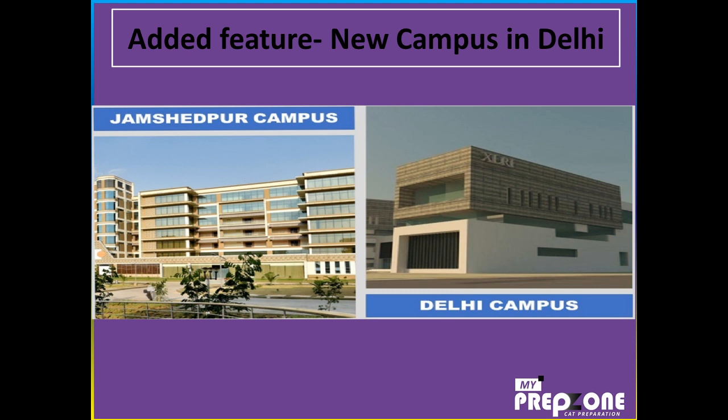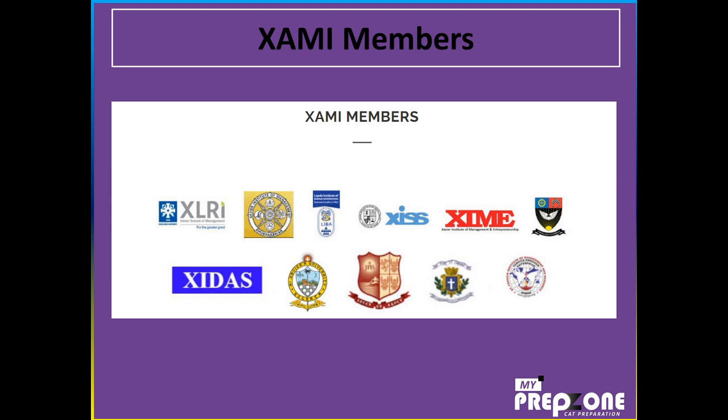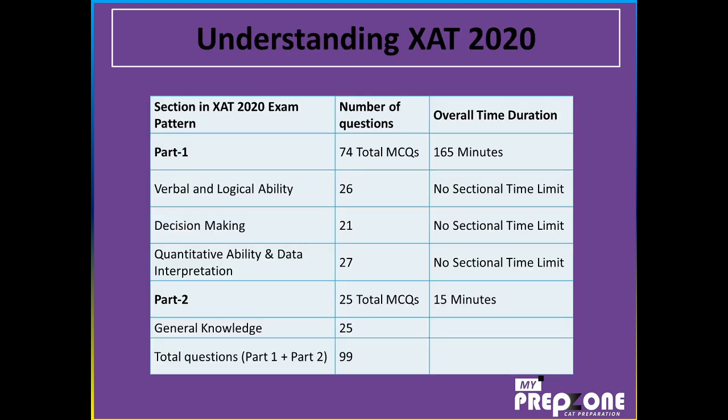Another added feature this time is that XLRI is opening its new campus in Delhi. So it suits people who want to be in Delhi, or who are in Delhi and want to stay closer to home. And of course, with another campus opening, the number of seats will also be increasing. So now they have 2 campuses. The newer one is in Delhi. It's good news. And these are the XAMI members, as they call it, the member institutes that take XAT and fall under this entire consortium of Xavier's. Let us start with understanding what this XAT 2020 exam will be all about.